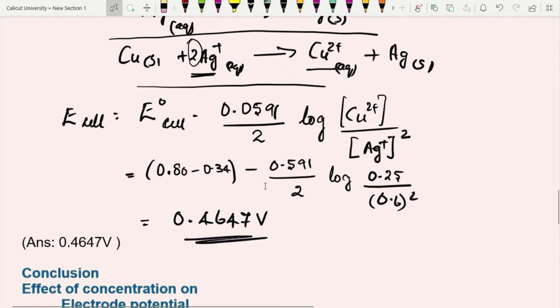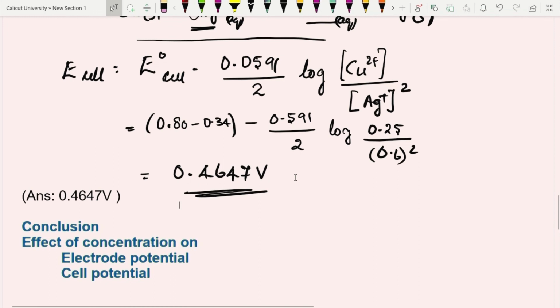So, in this class we have been dealing with the effect of concentration on the electrode potential as well as cell potential. Whenever the concentration changes, you can find that there is a change in the electrode potential, and the dependence of the electrode potential on concentration is shown by a very important relation known as the Nernst equation, and it is given for both the electrode as well as the cell. Thank you.